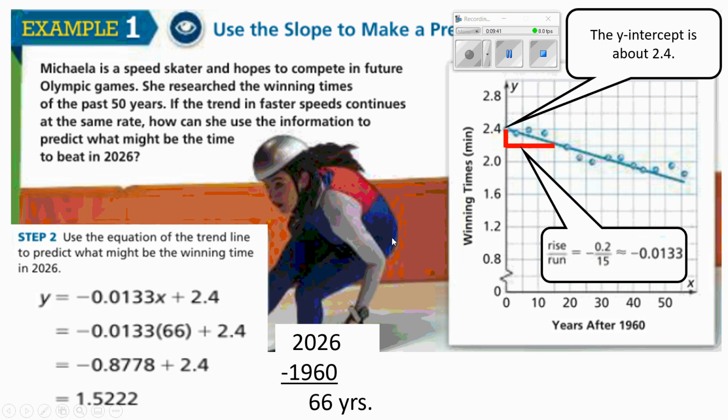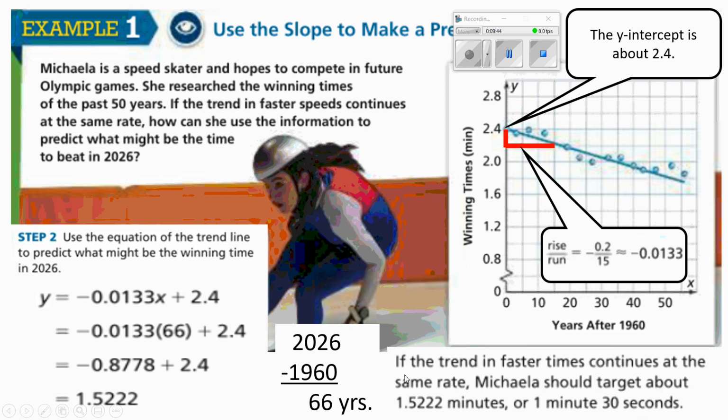That means if the trend in faster time continues at the same rate, Michaela should target about 1.5222 minutes, or that would be about 1 minute and 30 seconds.